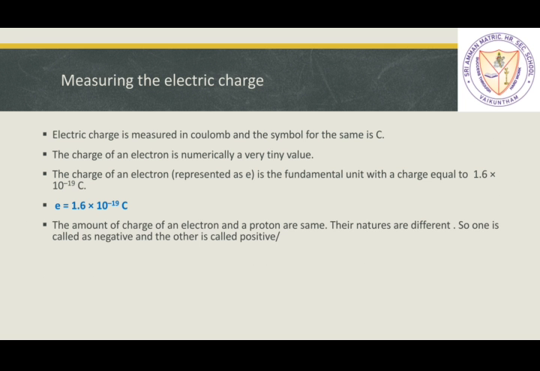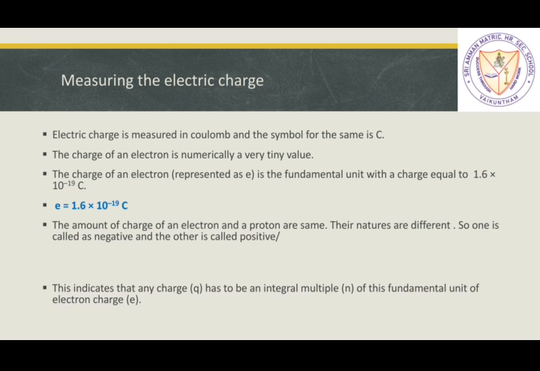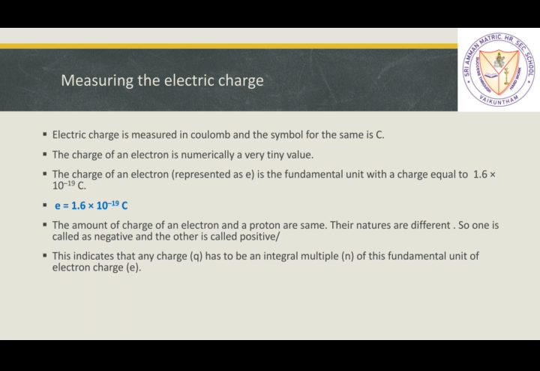So one is called the negative charge, the other is called the positive charge. The amount is the same, but their nature is different. That's why we say that the electron has a charge of negative 1.6 into 10 to the power minus 19 coulombs. And the proton is positively charged with the value 1.6 into 10 to the power minus 19 coulombs. This indicates that any charge Q has to be an integral multiple of this fundamental unit.